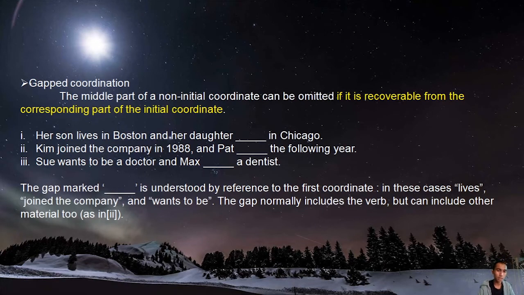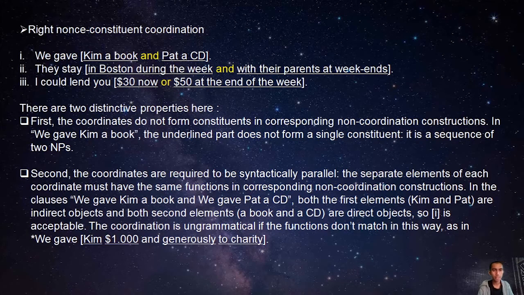The second example can be expanded to Kim joined the company in 1998 and Pat joined the company in the following year. Next, I will explain about right non-constituent coordination. Look at the example. We gave Kim a book and Pat a CD. They stay in Boston during the week and with their parents at weekends.